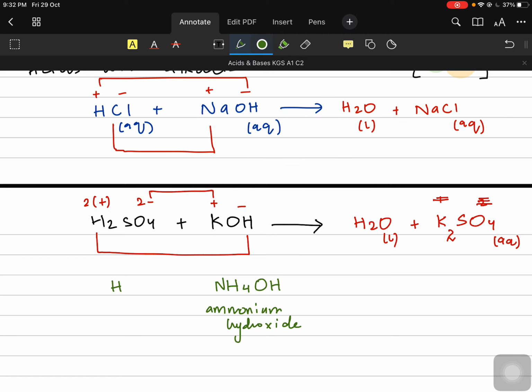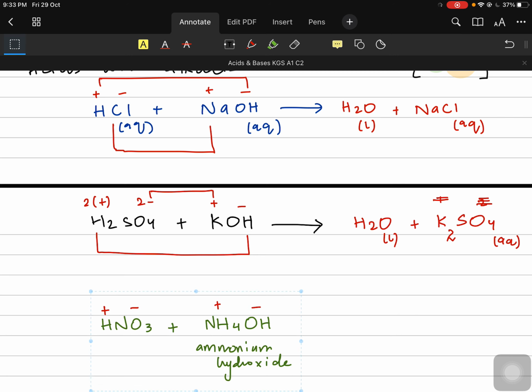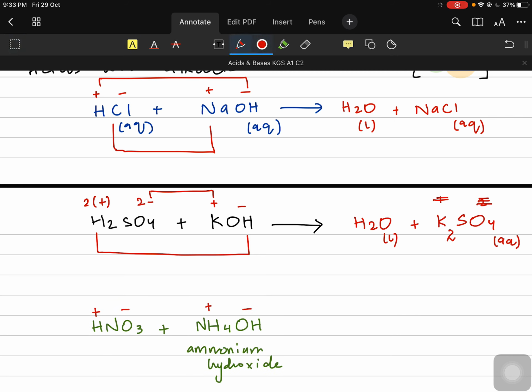Let's take nitric acid with this one. Obviously H+ has a charge of +1, NO3 is -1, OH is -1, so obviously NH4 should be +1. Let's move it a little at the bottom so we can show the change of charges. H+ goes with the OH-, it gives you water. So obviously one of the products we get out of the neutralization over here is the H and OH combining to give you a water molecule.